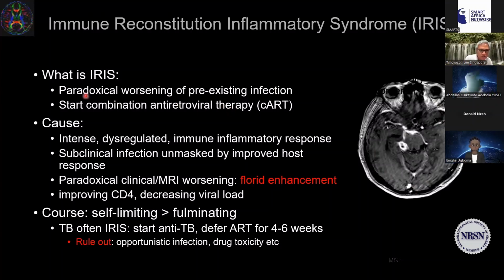So paradoxically, before there was no immune system response, no contrast enhancement, no edema. Paradoxically, after the patient has antiretroviral, it becomes worse on MRI. So this dysregulated immune reaction unmasks the subclinical infection by the strong host response, giving rise to features like we see in meningitis, particularly TB.